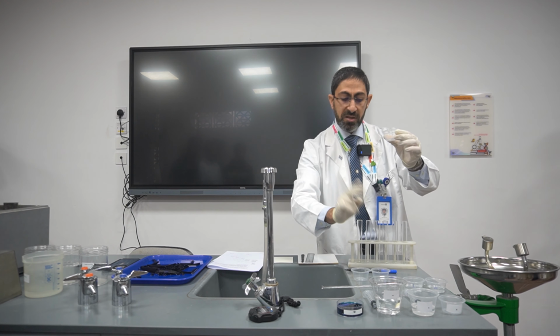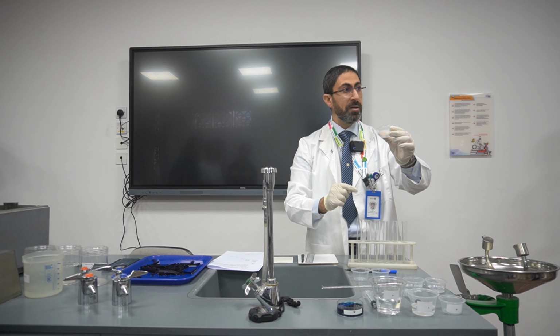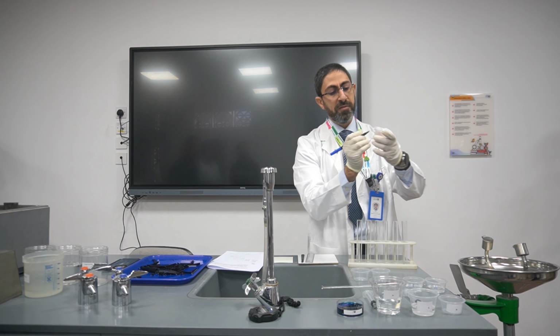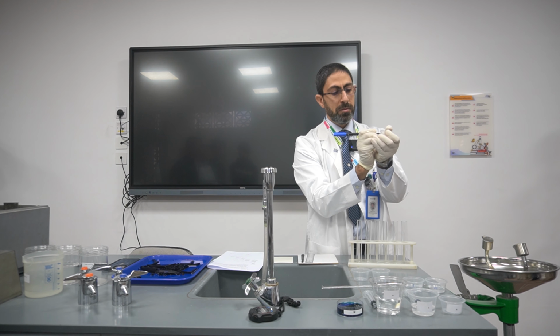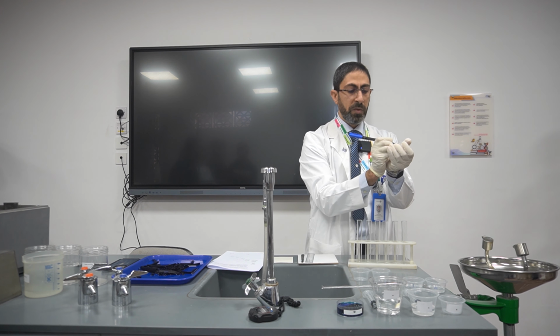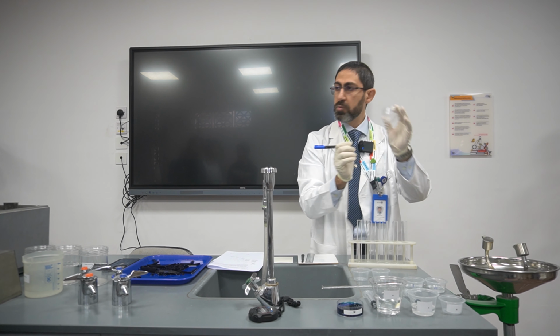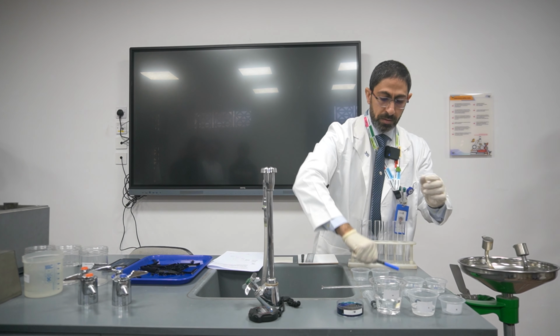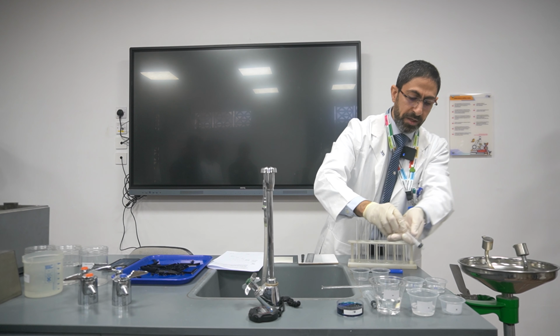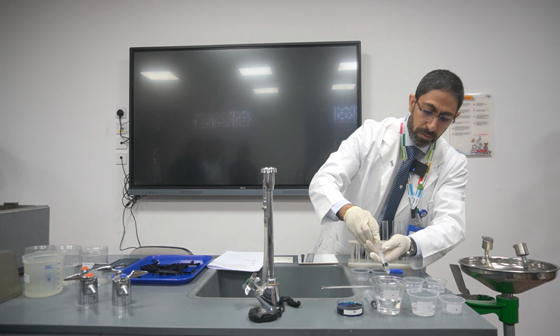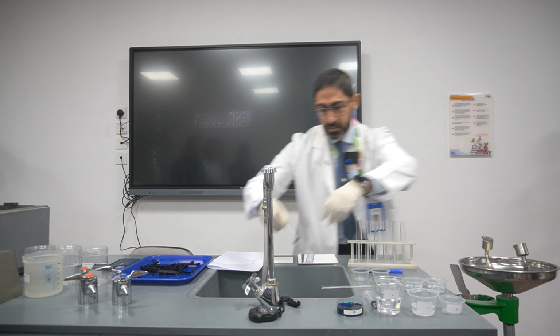If I took 2 centimeters cubed of 1% sodium chloride, it will be 0.1%. I will write it first: 0.1%. Exactly. So the procedure is as follows: I will take 2 centimeters cubed here, add them here, and rinse the syringe.